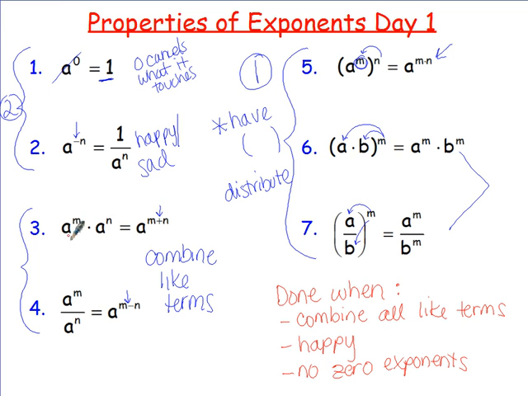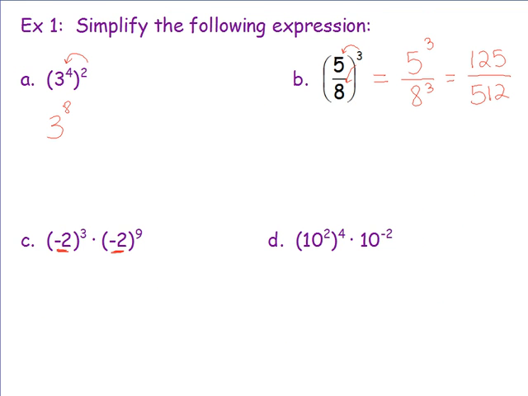So when they are side by side, we add. When they are top and bottom, we subtract. Well, these are side by side. So I'm going to combine like terms. Now, when I combine them, I'm only combining the exponents. The negative 2 stays the same. And 3 of them plus 9 of them gives you 12 of them.